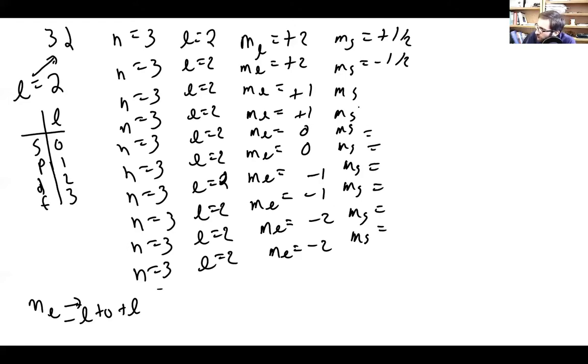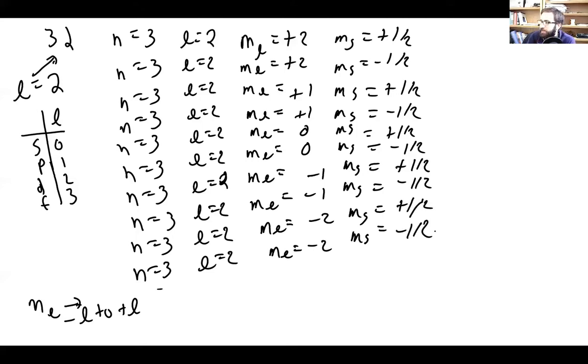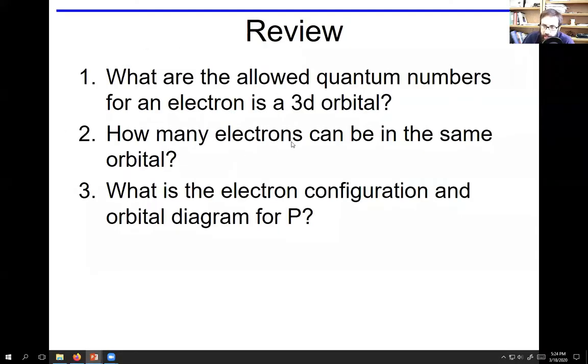I'm writing this out just to be super clear to you guys. On a multiple choice problem, it may explain this in words a little better than writing it out, but I wanted to be very explicit so you could see all the different combinations there are. Okay, so that's for that problem. Let's go back to the other problems. How many electrons can be in the same orbital? 2 electrons. That's by definition spin up, spin down.